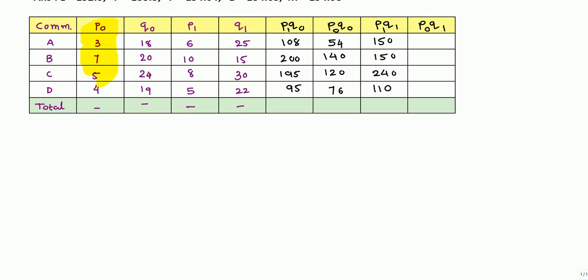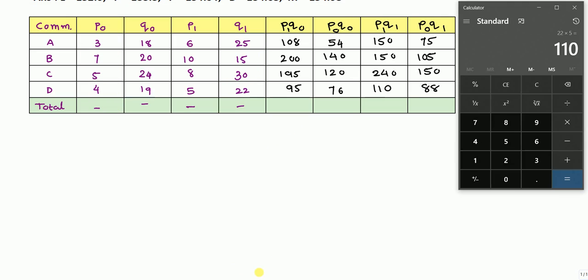P0, this is P0 and this is Q1. Okay, multiply these two columns. 3 into 6. Sorry, not P1, this is Q0. We have to multiply with Q0. Sorry. 3 into 25, 75. Then 7 into 15, 105. 5 into 30, 150. 4 into 22, 88.